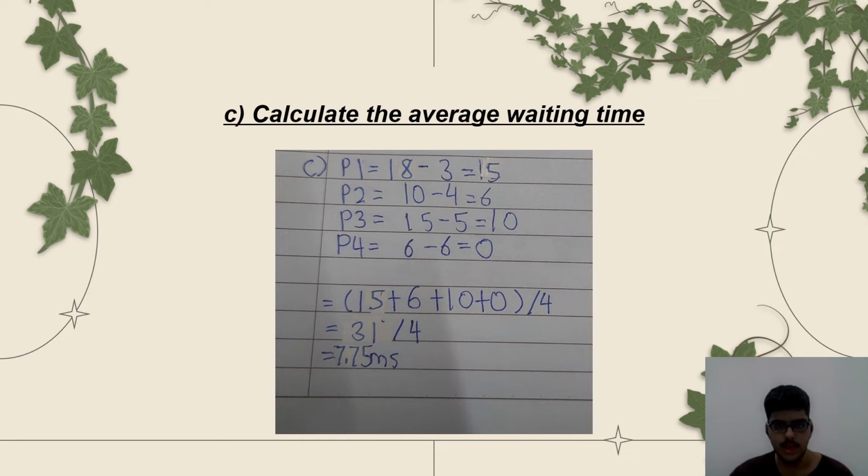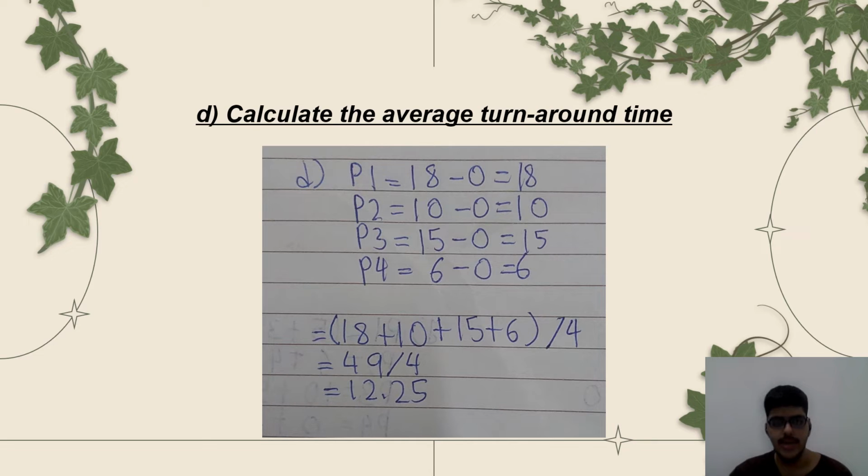And then you need to divide it by 4. Why? Because there are 4 processes, meaning you need to divide it by 4. 31 divided by 4. By using a calculator, you will get 7.75 milliseconds.